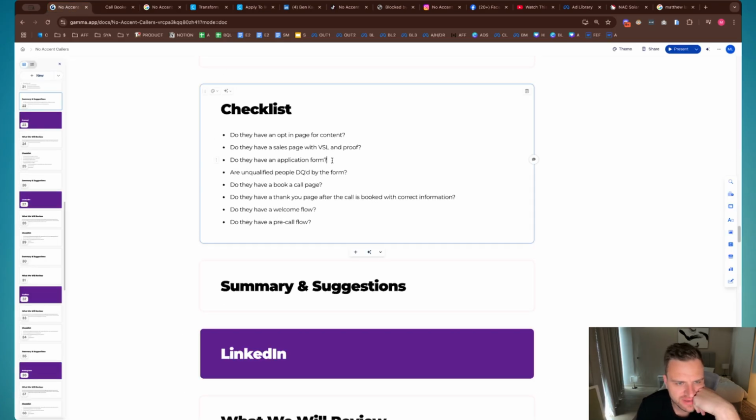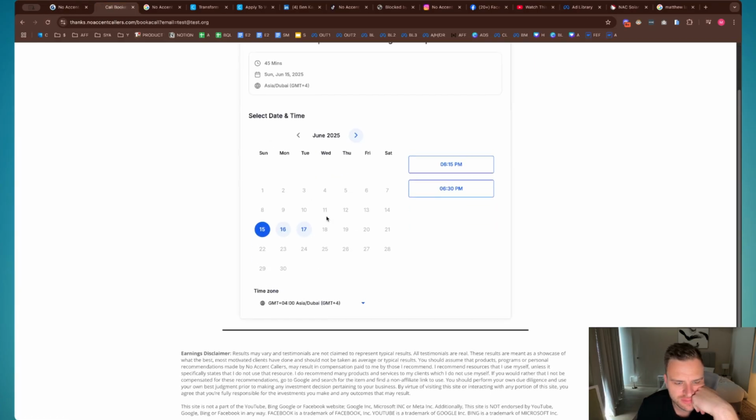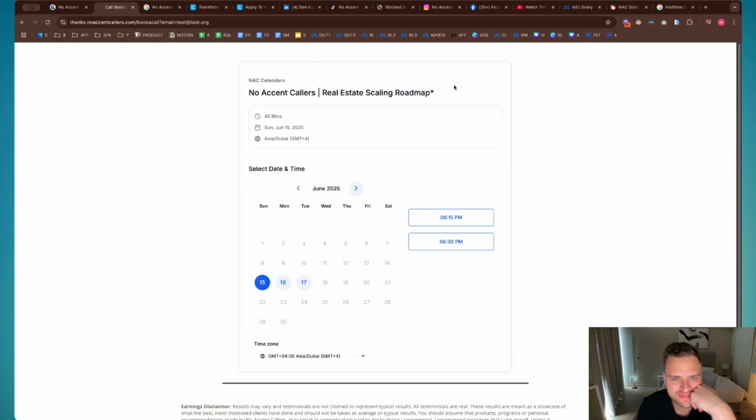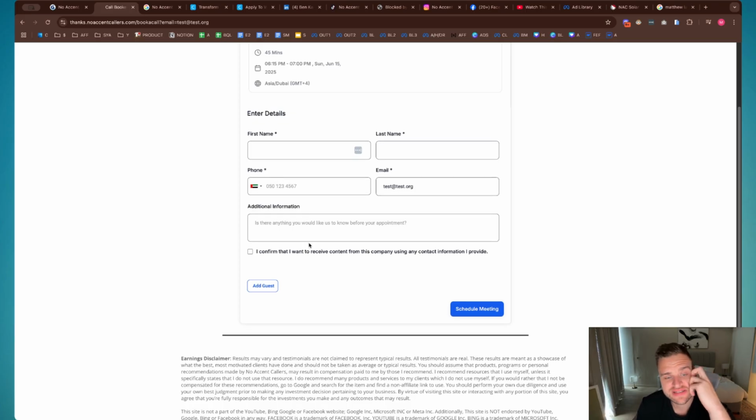So we have an application form. Are they DQ'd? Do they have a book a call page? I'd probably put the headline up here as well, just to reiterate and make it congruent the whole time. I'd also like to ask more information in this form. I usually put the price in this form again. I'll usually ask, how did you hear about me, which is good for my information. How long have you known about us?